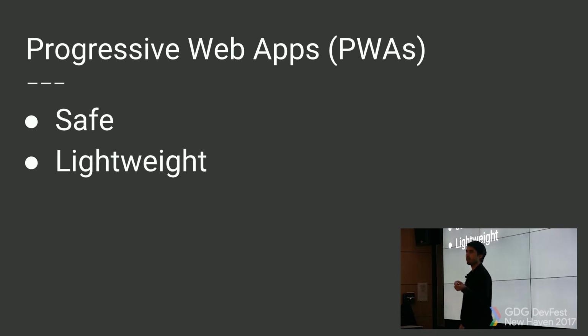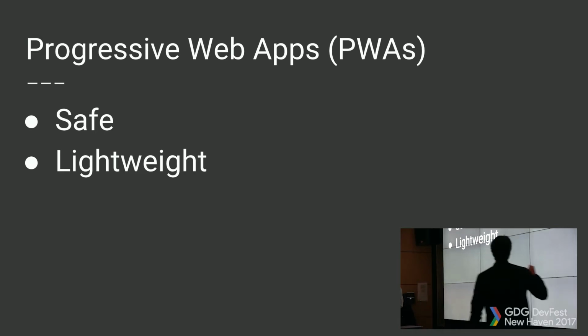Those mobile applications you install in your phone, an iOS application can be up to 100 megabytes. We can make this in the web at less than 5 megabytes. Which one's going to be faster to load into your phone? The web app, probably.